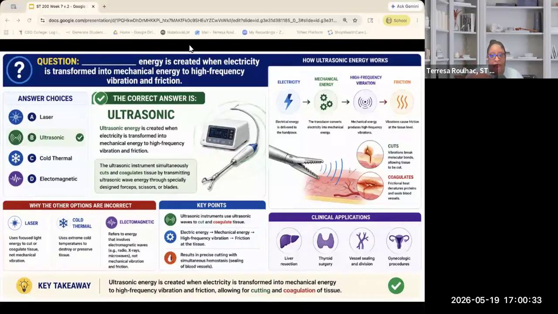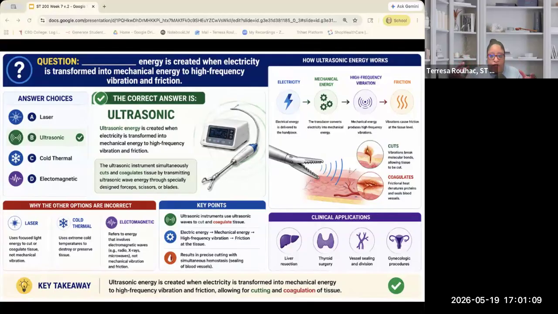So the questions that I grabbed from last week were 2 that I saw that were missed, and I kind of want to go over them. Okay, now the question was, blank energy is created when electricity is transformed into mechanical energy to high frequency vibration and friction. So, of course, we have laser, ultrasonic, cold thermal, and then electromagnetic.